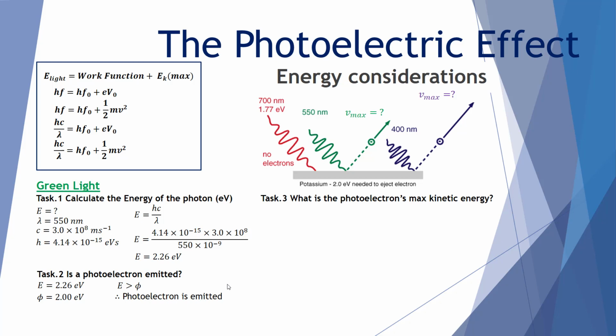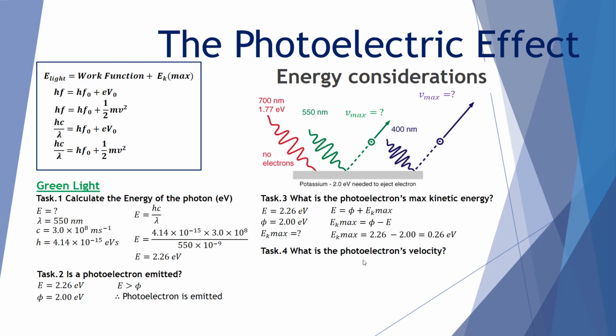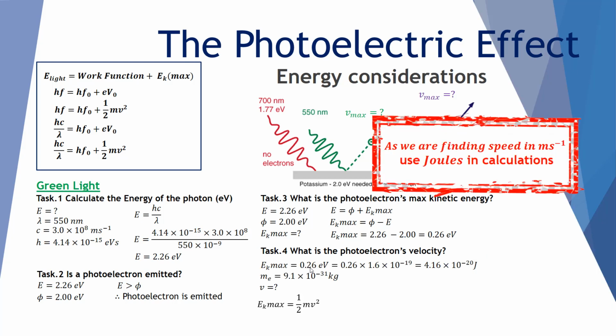Task 3, what's the electron's maximum kinetic energy? So we know that we have 2.26 electron volts coming in from the light, 2 being used up by the work function. So clearly, that would leave us with a leftover of 0.26 electron volts. We'd now like to work out what is this photoelectron's velocity. So we convert our 0.26 electron volts to an amount of energy in joules by multiplying it by 1.6 by 10 to the negative 19. That's the amount of joules that make up a single electron volt.